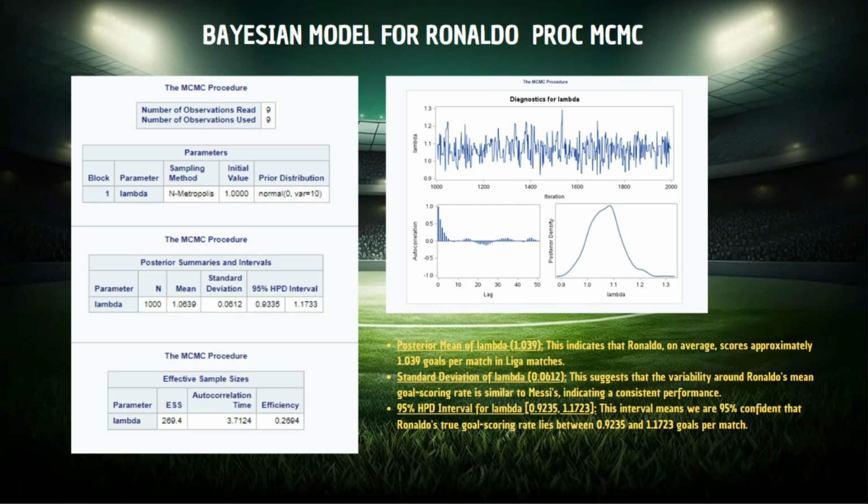However, the overlap in their 95% HPD intervals suggests that the difference is not statistically significant. And the impact of priors is that the analysis used an uninformative prior, allowing the data to predominantly drive the inferences, meaning that the posterior distributions are reflective of the observed data without heavy influence from prior assumptions. And given the 95% HPD intervals and well-converged MCMC diagnostics, the goal scoring rates for both players can be used to make reliable future predictions about their performances in Liga matches.